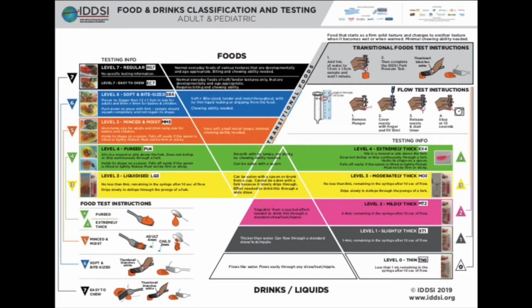Level 5 is the minced and moist level. For testing measures, you need to know that you'll need a 4 millimeters lump size for adults and 2 millimeters lump size for babies and children. It holds its shape on a spoon, and it falls off easily if the spoon is tilted or lightly flicked. It must not be firm or sticky. The food consistency, it is very soft. It is small, moist lumps. You'll need to have the ability to be able to do some minimal chewing.